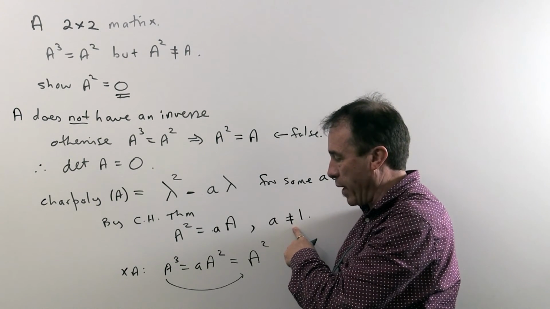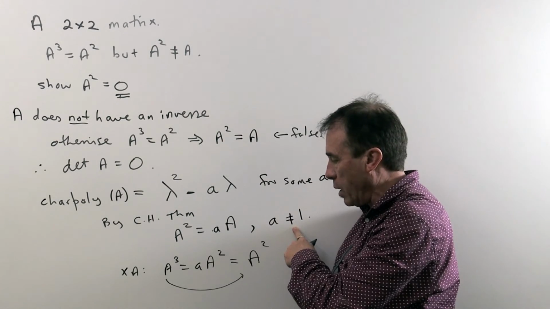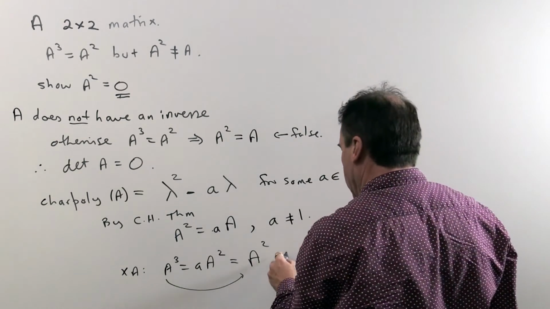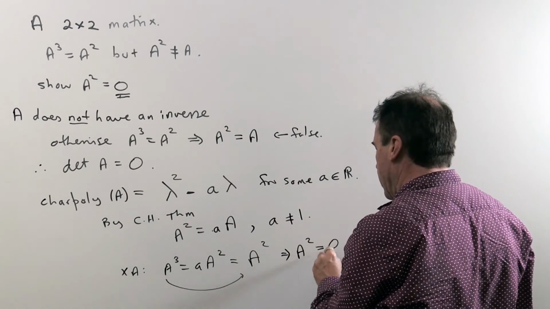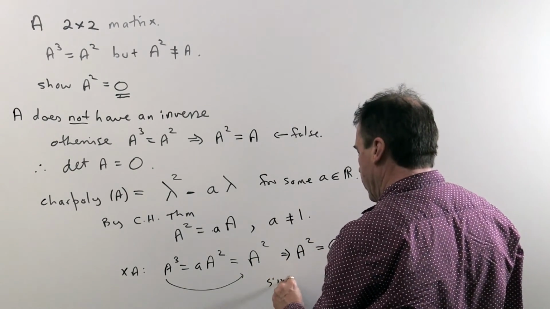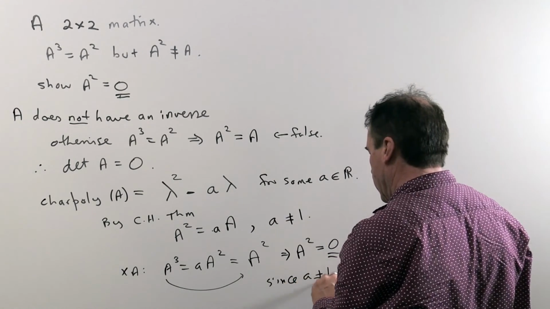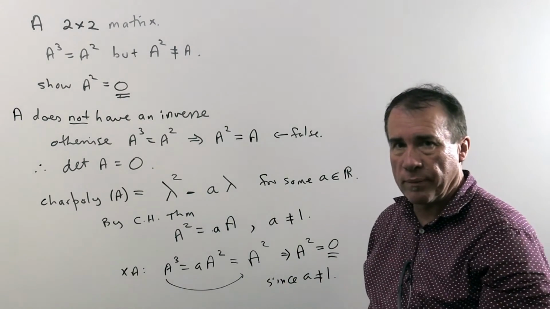So the only way that can happen then is that this matrix A squared has to be the 0 matrix, since a was not 1. And that solves the problem.